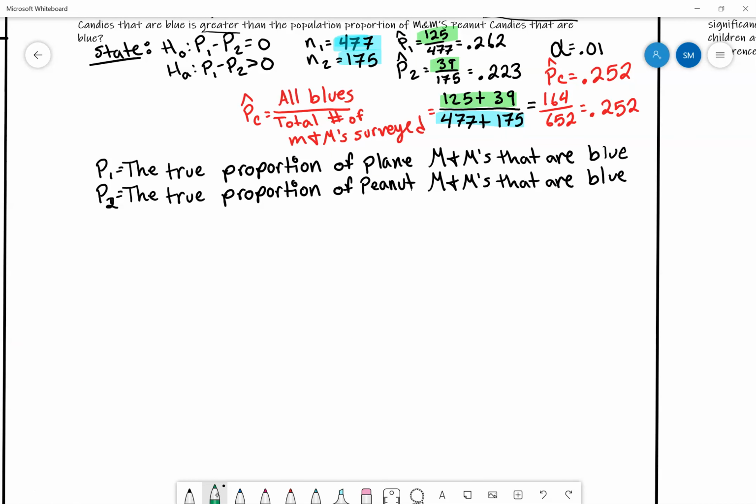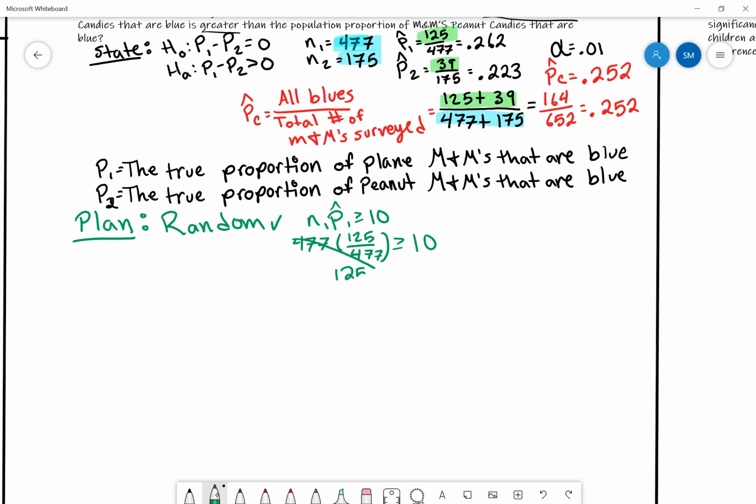Okay, so now let's move on to the plan stage. In the plan stage, the first thing is: is the data random? The answer is yes, it is. Then we have to check the first set of data. n1 times p hat sub 1 has to be greater than or equal to 10. In this case, we have 477, and I'm going to leave this as a fraction, times 125 over 477, greater than or equal to 10. So is 125 greater than or equal to 10? Yes. The next one is going to be n1 times 1 minus p hat sub 1.